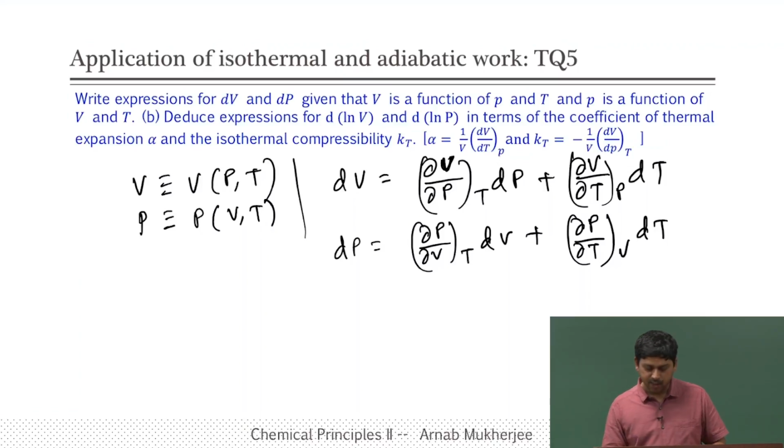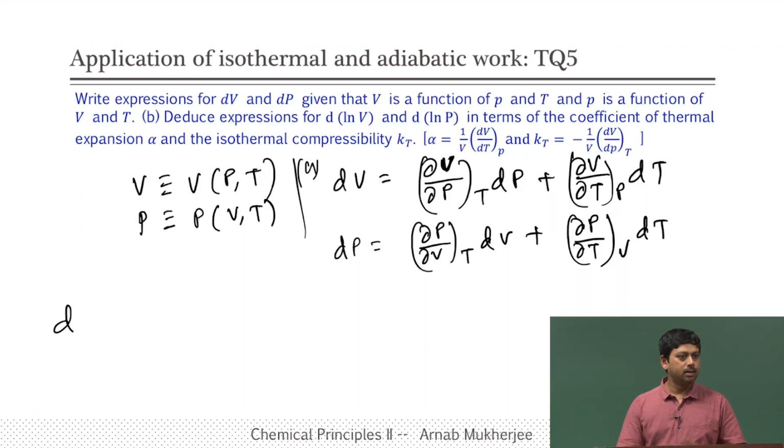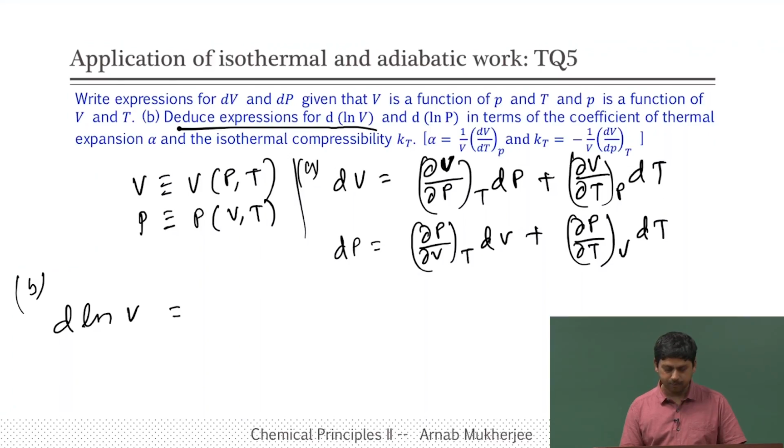Now, deduce the expression for d ln v. So, problem A is done. This is how to express dv and dp, basically how to write the total differential. Now, problem B is to deduce the expression for d ln v. So, d ln v is what? It is 1 by v dv, that is the d ln v, right, and we already know dv. So, you can just write d ln v by multiplying dv by 1 by v.